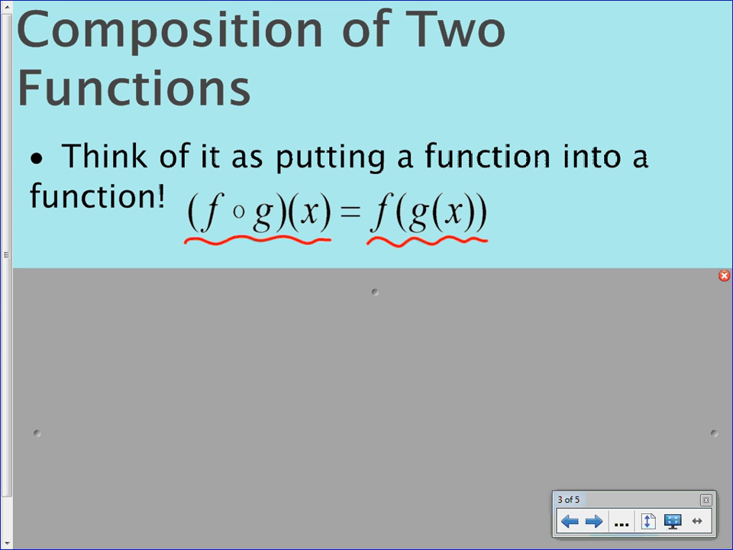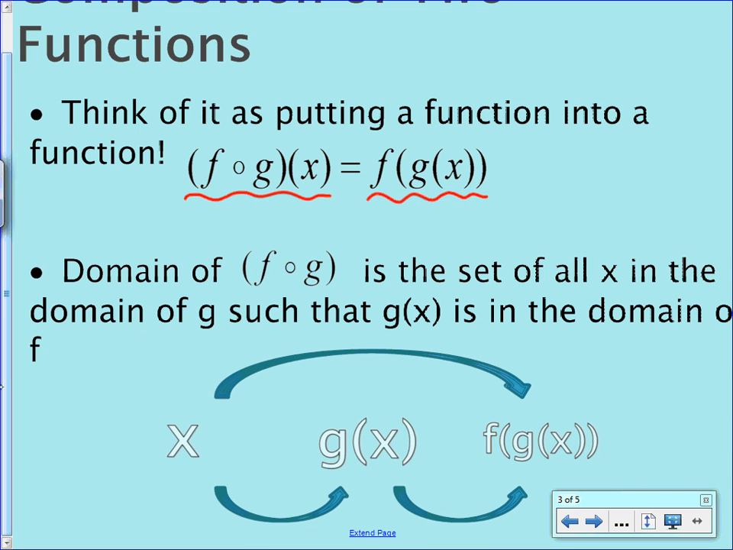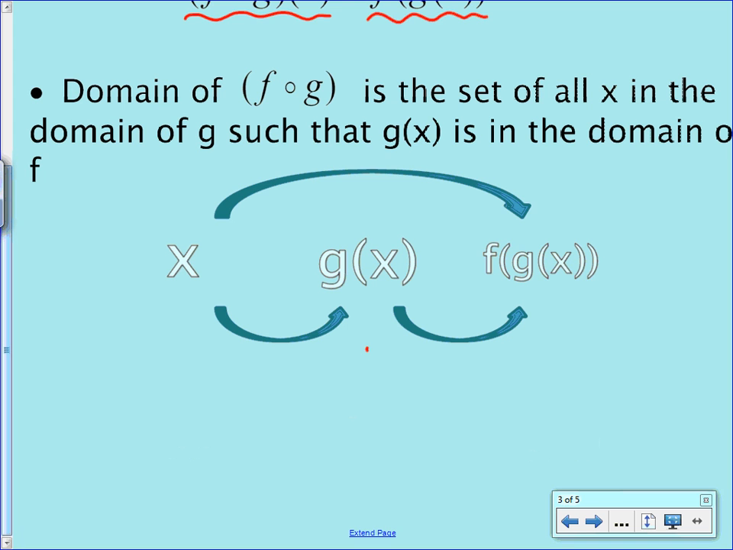Well, you haven't talked about the domain. So when we talk about the domain of a composition function, we have to be careful because we're putting a function into a function. So the domain is the set of all x in G, such that G of x is in the domain of f. What does that mean? We are putting values into our function G. So the first thing we're going to be concerned about is the domain of G.